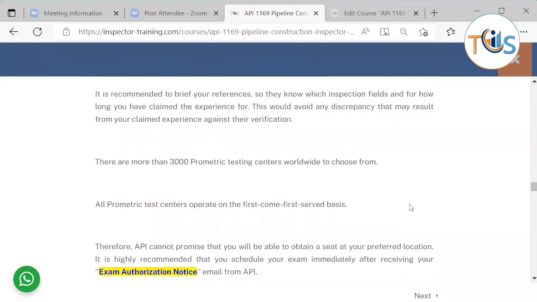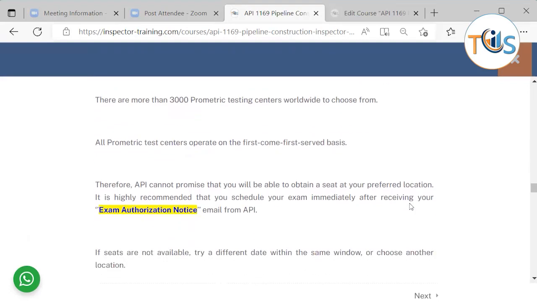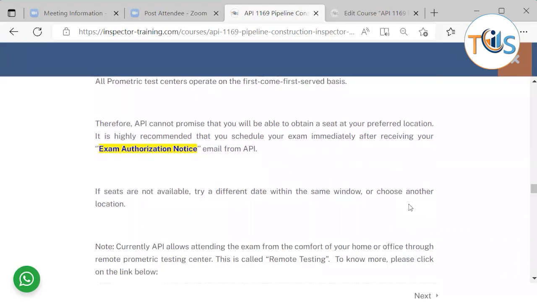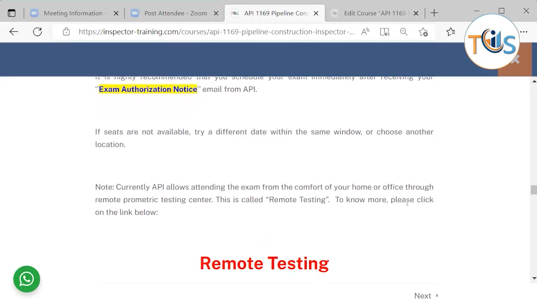There are more than 3,000 Prometric test centers across 160 countries worldwide to choose from. All Prometric test centers operate on a first-come, first-served basis. Therefore, API cannot promise that you will be able to obtain a seat at your preferred location. It is highly recommended that you schedule your exam immediately after receiving your exam authorization notice email from API. If seats are not available, try a different date within the same window or choose another location.